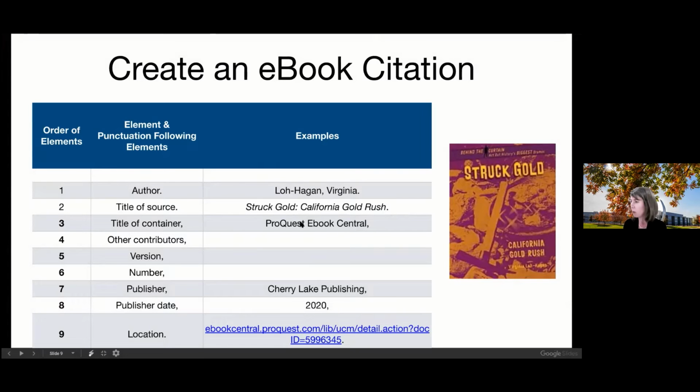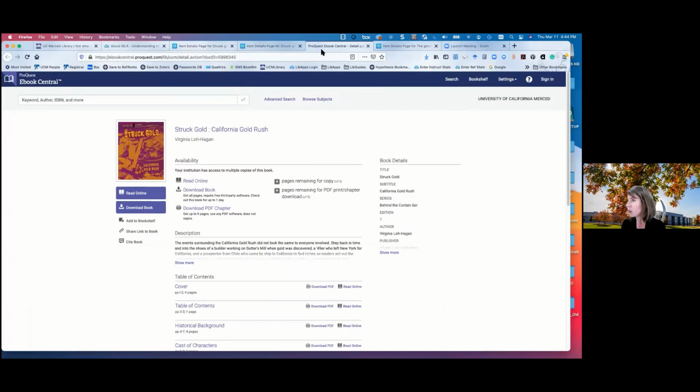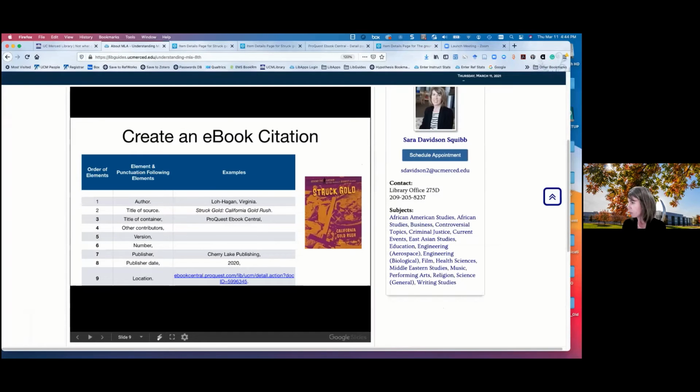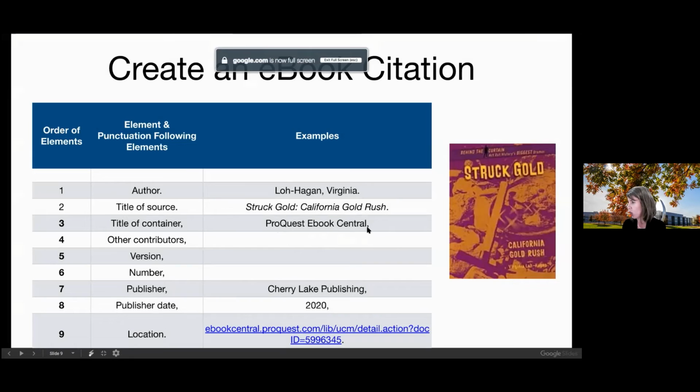This looks a little bit tricky, but what I did, let me go back to it. This ebook is in ProQuest eBook Central. It's kind of like a database of books. So that's why on here, I put ProQuest eBook Central, comma. There weren't other contributors or a version or a number. I put in the publisher information, the date.